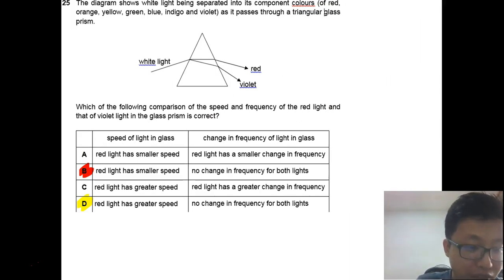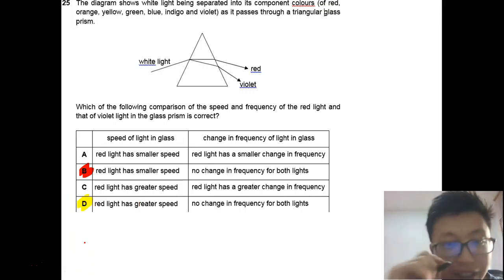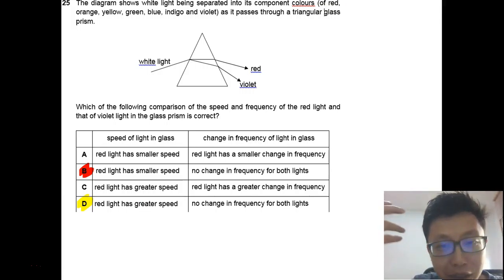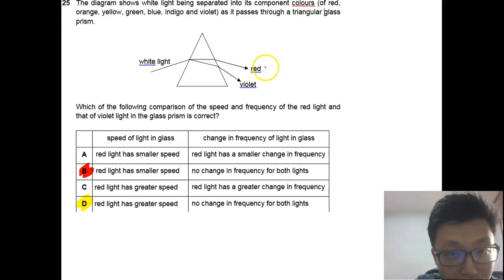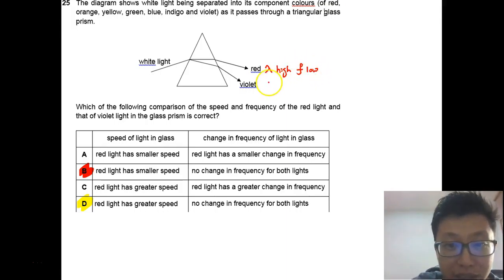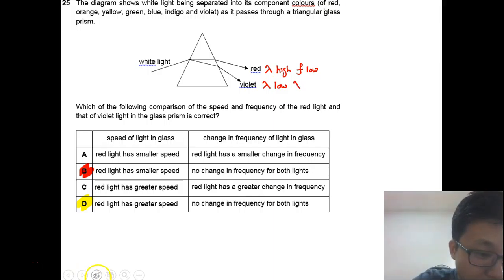Okay, your question 25, actually there are multiple ways of doing this. The first way is by studying your EM spectrum. If you study your EM spectrum, you will know that your red color light would have slightly higher wavelength and lower frequency when you compare it with the violet visible light.